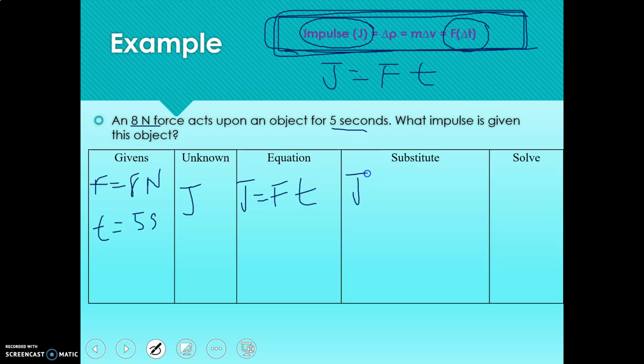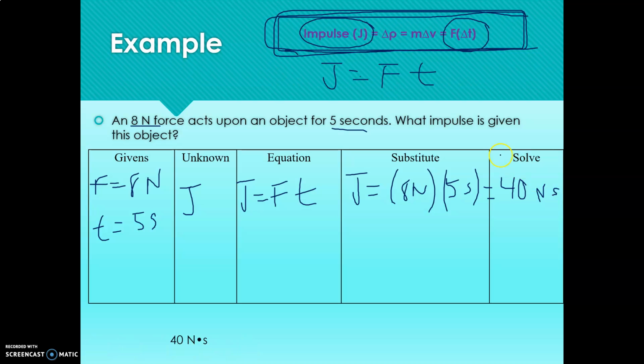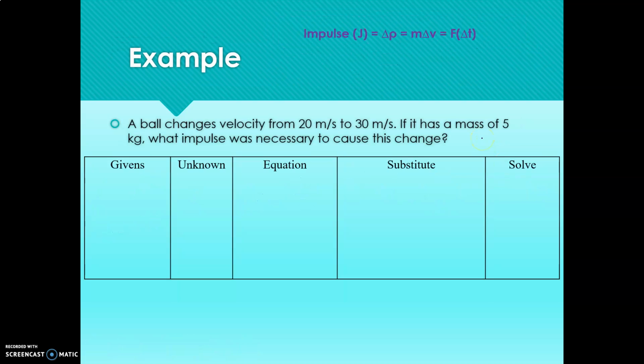Now we just need to substitute, so impulse equals the force was 8 newtons, and the time is 5 seconds. 5 times 8 is 40, and remember it's newtons times seconds for our units. Alright, perfect. So, next one.